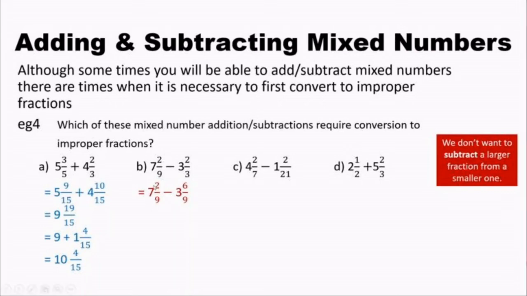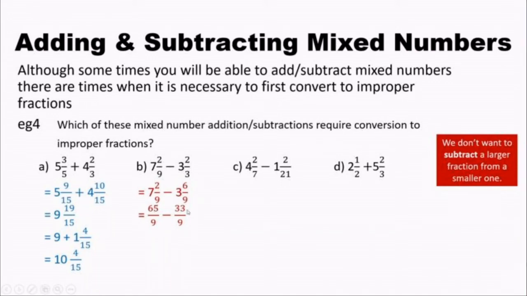I know that 7 wholes is 7 times 9, that's 63/9. So 63/9 plus the 2/9 is going to be 65/9. And 3 wholes would be 3 times 9, that's 27/9. Plus the 6, that's going to be 33/9. So I've got 65/9 minus 33/9.